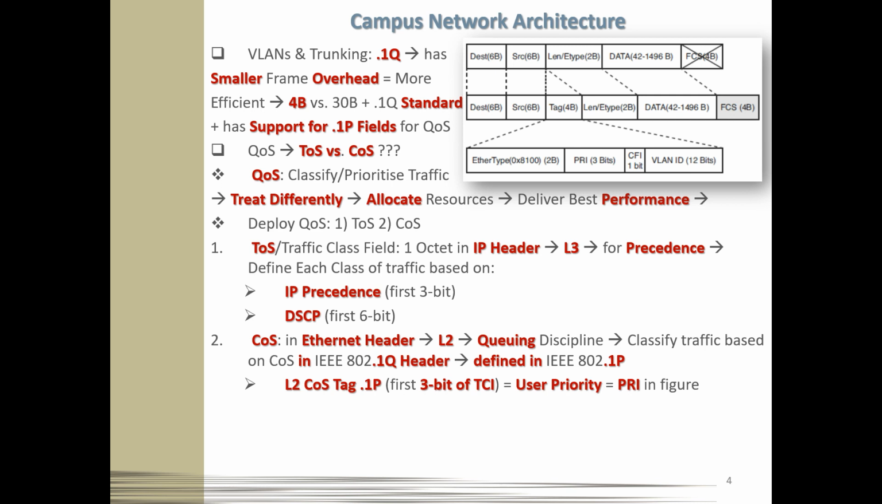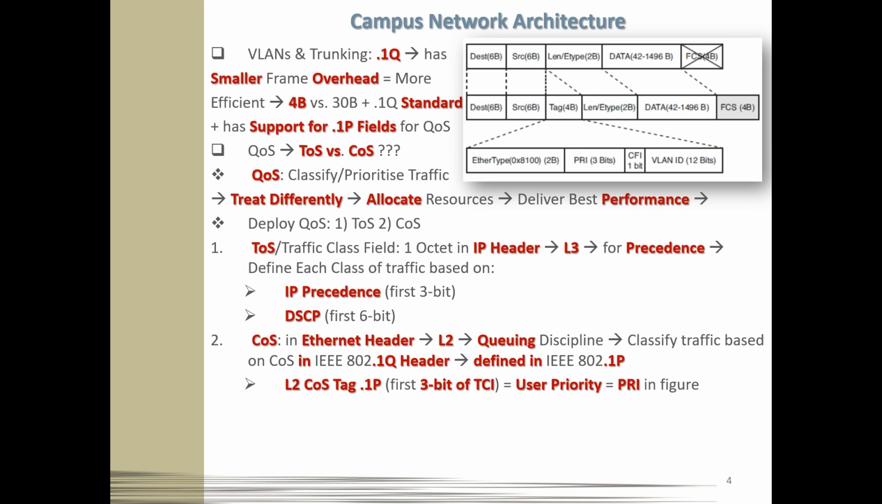So the first takeaway point for you is don't confuse type of service, TOS, and class of service, COS. TOS is found under the header of the IP packet, so in layer 3. Whereas COS, class of service, is found in the header of 802.1Q, so it's in layer 2 and it's used for quality of service on trunk links.